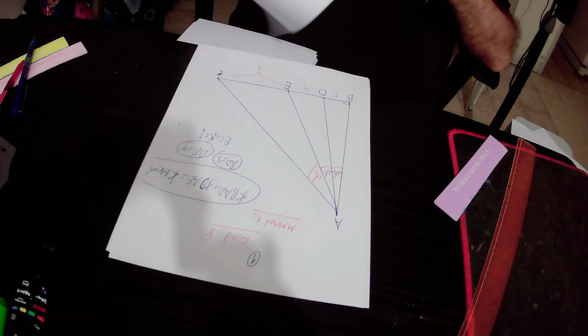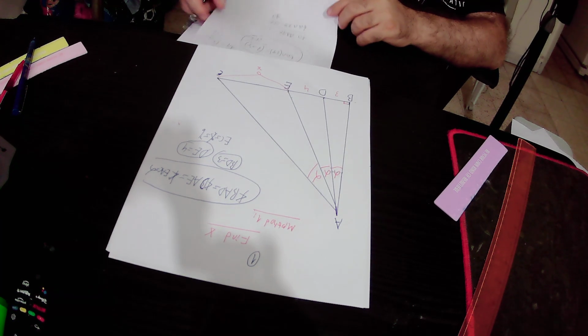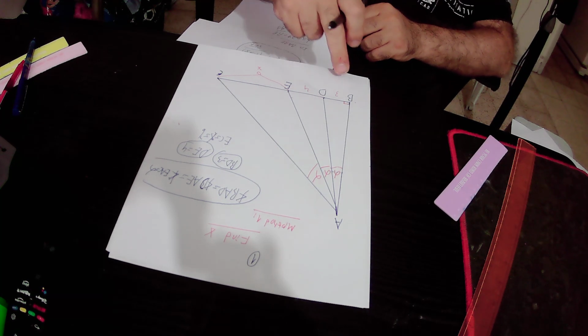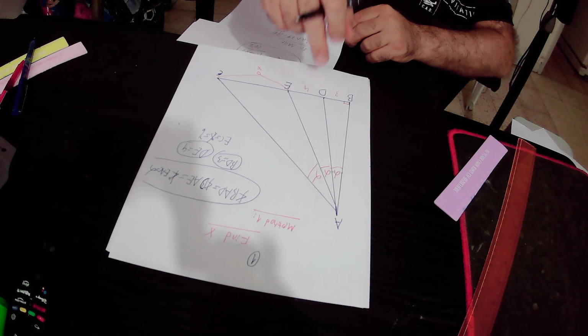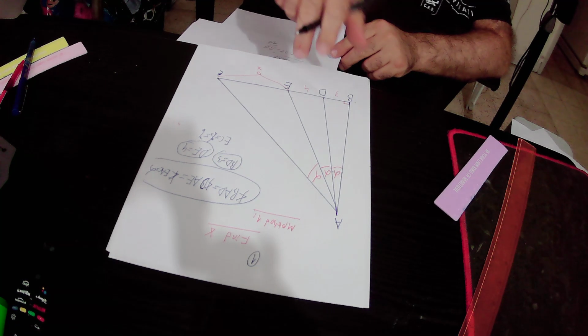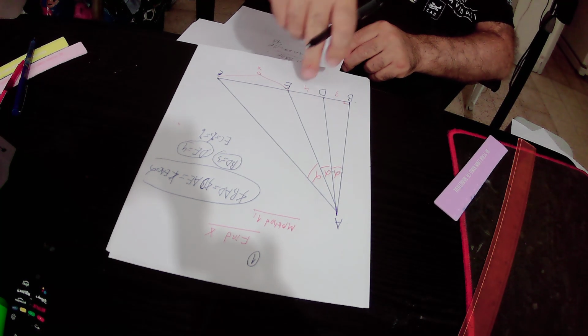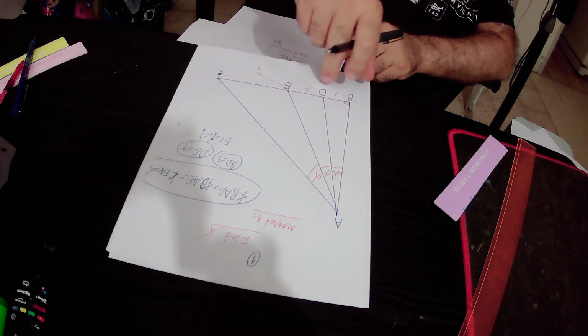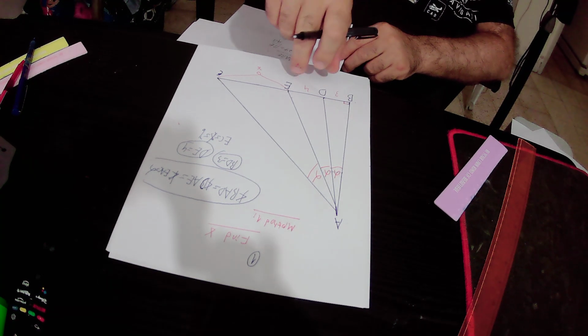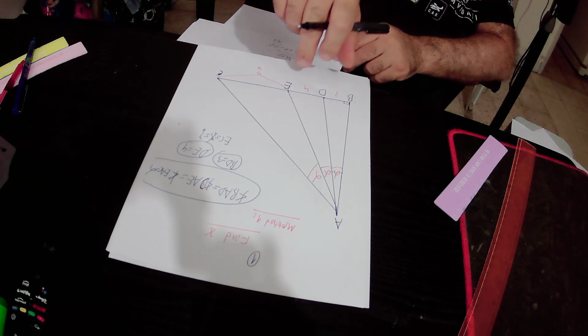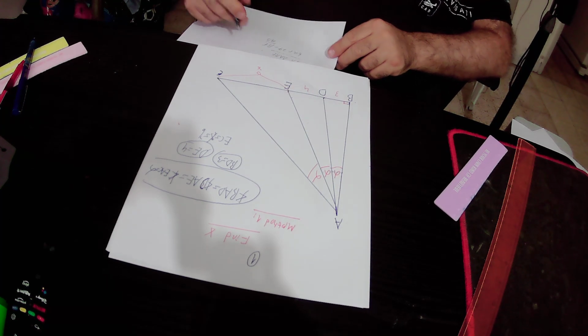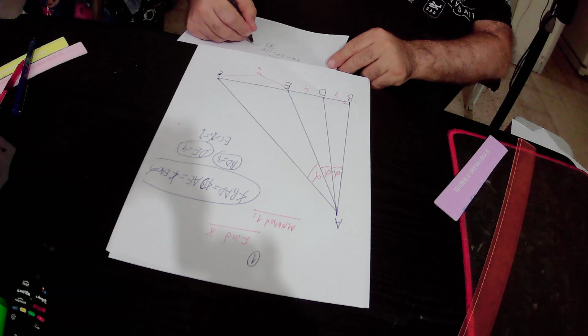And what is the value of BE? BE equals 3 plus 4. BE equals BD plus DE. That is to say BD equals 3 and DE equals 4. So BE equals 3 plus 4. That is to say BE equals 7.